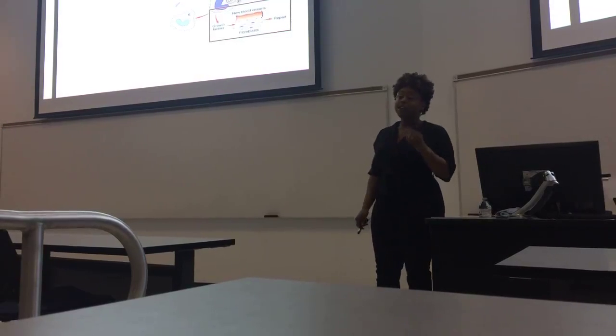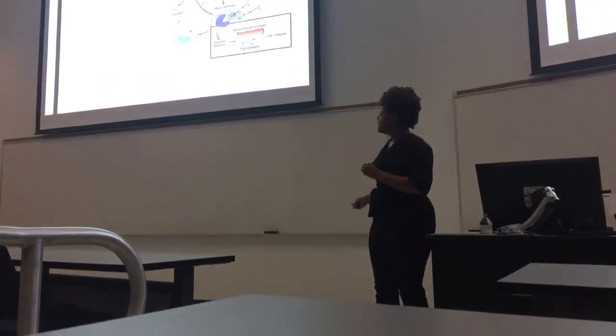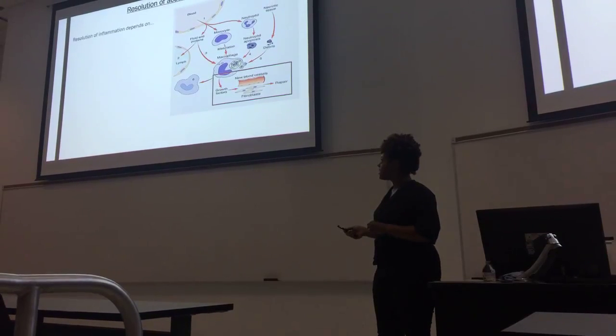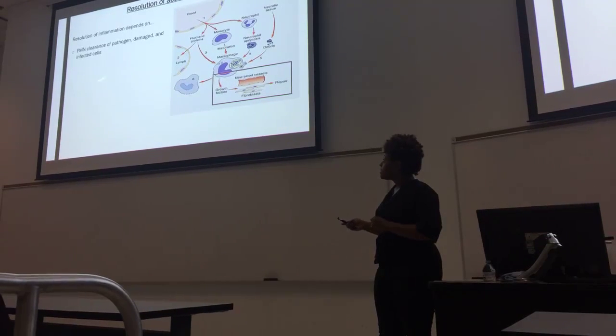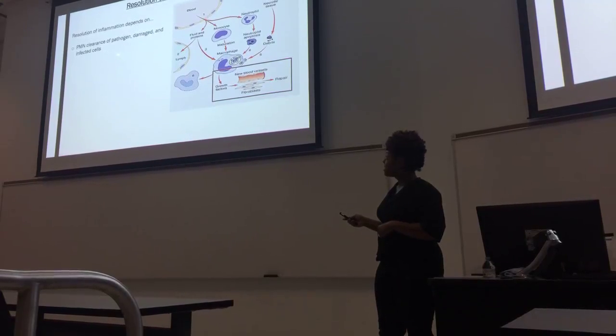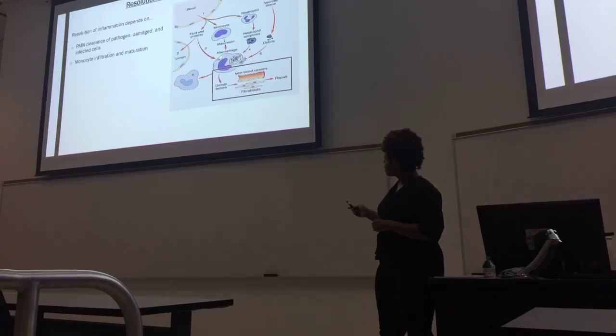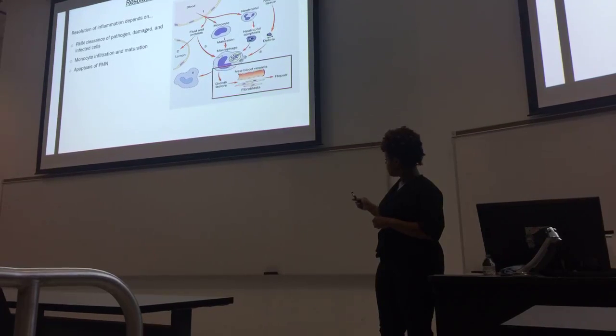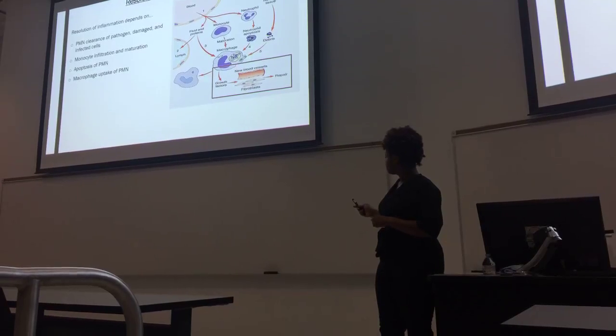While neutrophil effector functions are very important, they are overall important or required for the resolution of acute inflammation. Specifically, resolution of acute inflammation depends on PMN clearance of pathogen, damaged cells and infected cells, monocyte infiltration and maturation, apoptosis of PMN, and macrophage uptake of these apoptotic PMN.